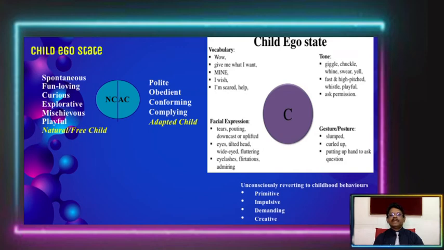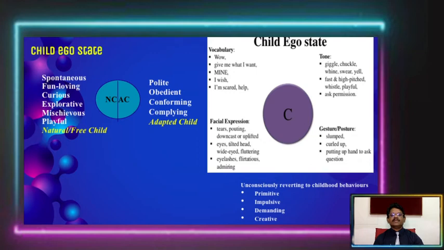Now you will find that there are two types of child ego states: the free child and the adaptive child. The natural, free child is spontaneous, fun loving, curious, explorative, mischievous, and playful. That is one type of child communication that you will find with some people. Then the adaptive child is polite, obedient, conforming, and compliant.